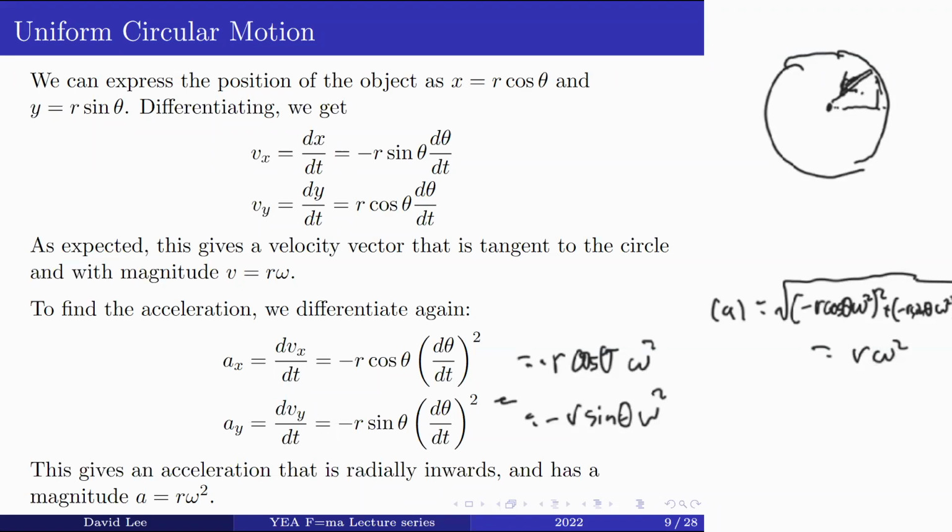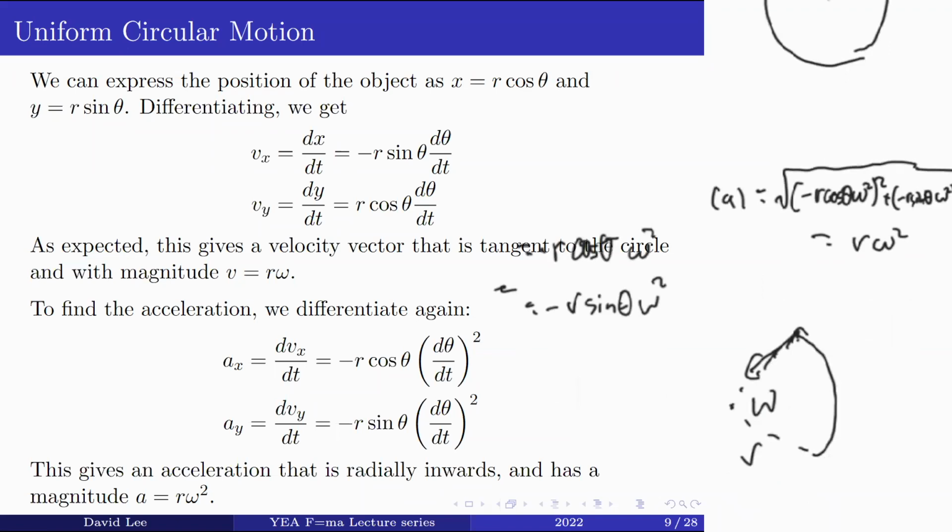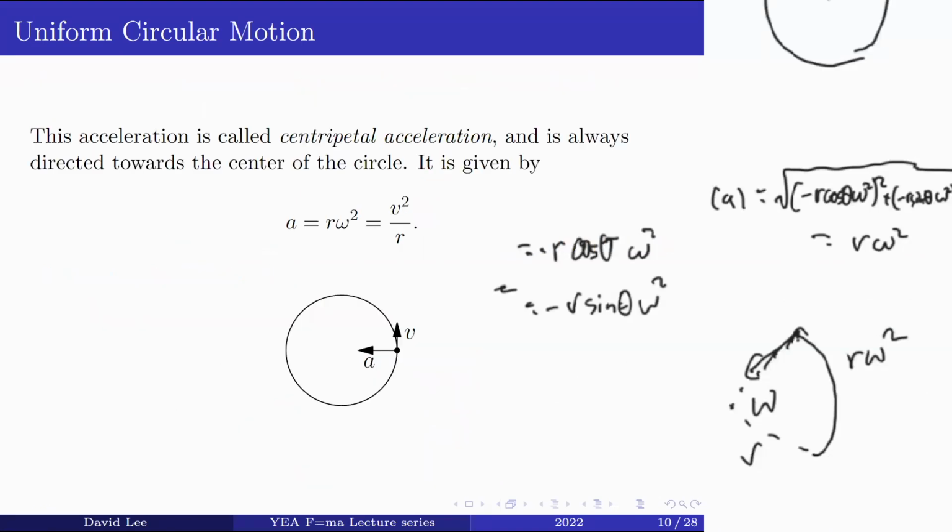So what this tells us is that if an object's moving in a circle with radius r and angular velocity omega, then it has to be accelerating radially inwards, with the magnitude of the acceleration being r omega squared. All right, and this is very important. This is called the centripetal acceleration. And as I mentioned earlier, it's always towards the center of the circle.